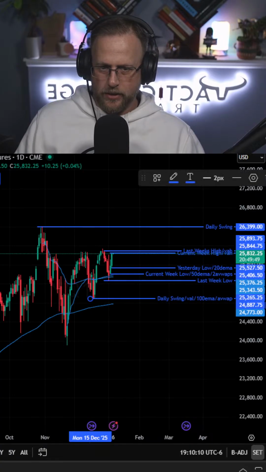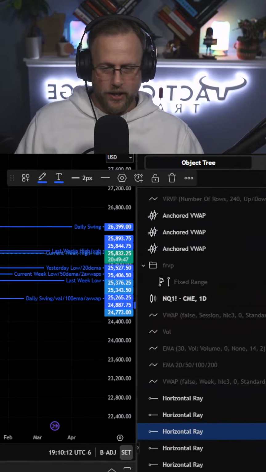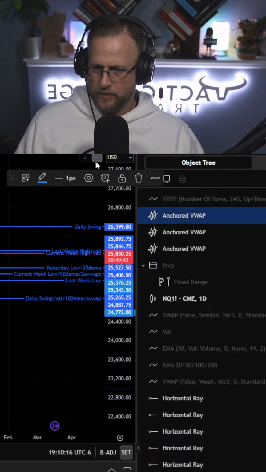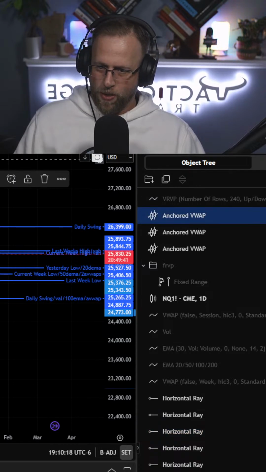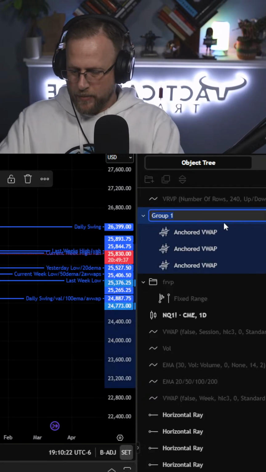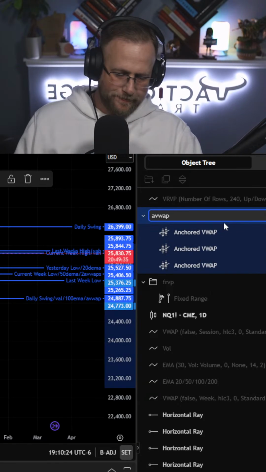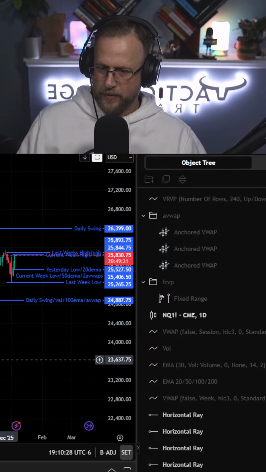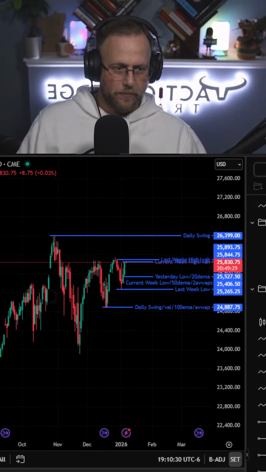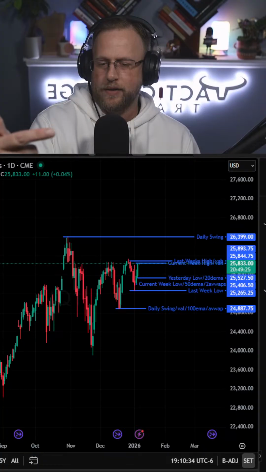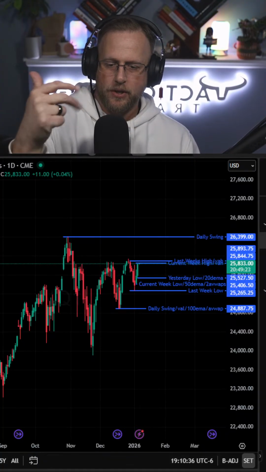And then guess what I can do? Clean up my chart, right? I'm going to go ahead and hit anchored VWAP. My TradingView is freezing. I'm going to hit this folder button, drag my anchored VWAPs into it, and rename it anchored VWAP. I'm going to lock it so I can't accidentally delete it, and get them off my screen. Boom. Now we have EMAs, anchored VWAPs, fixed range.